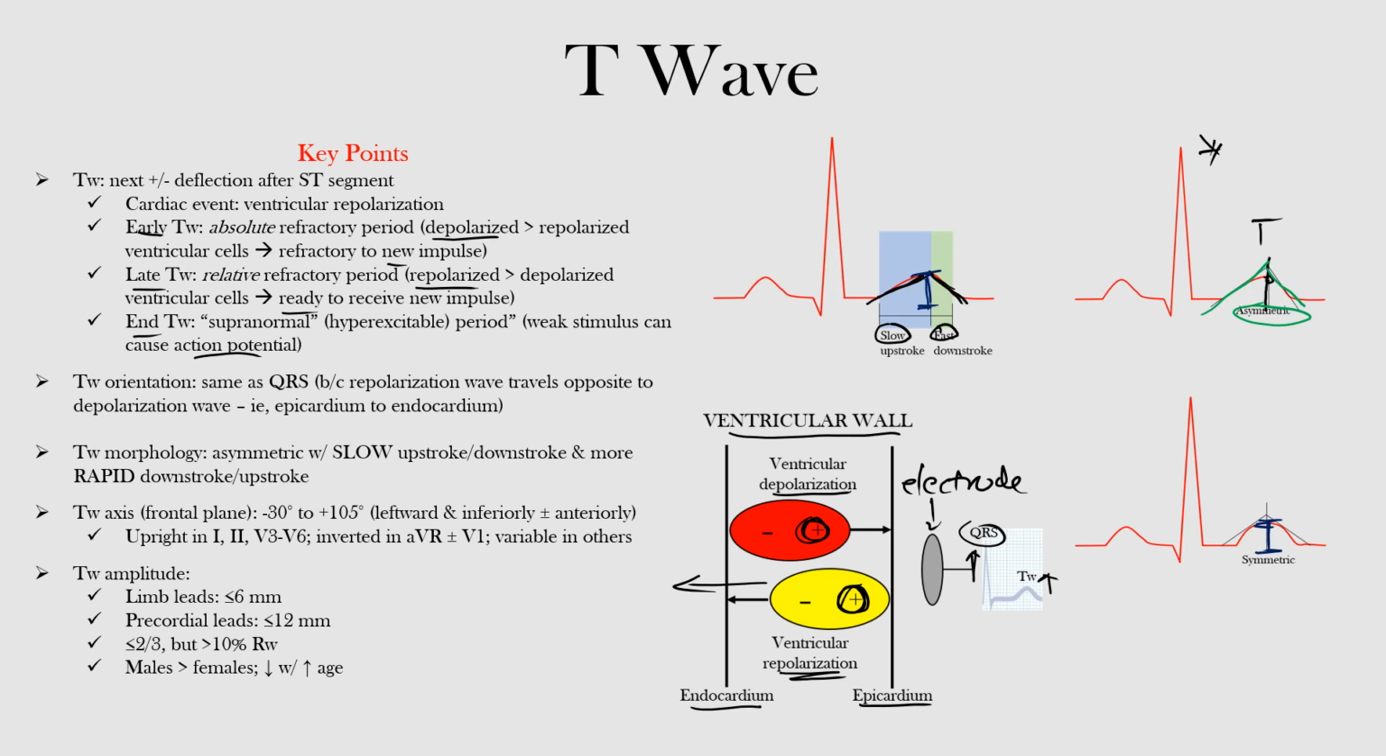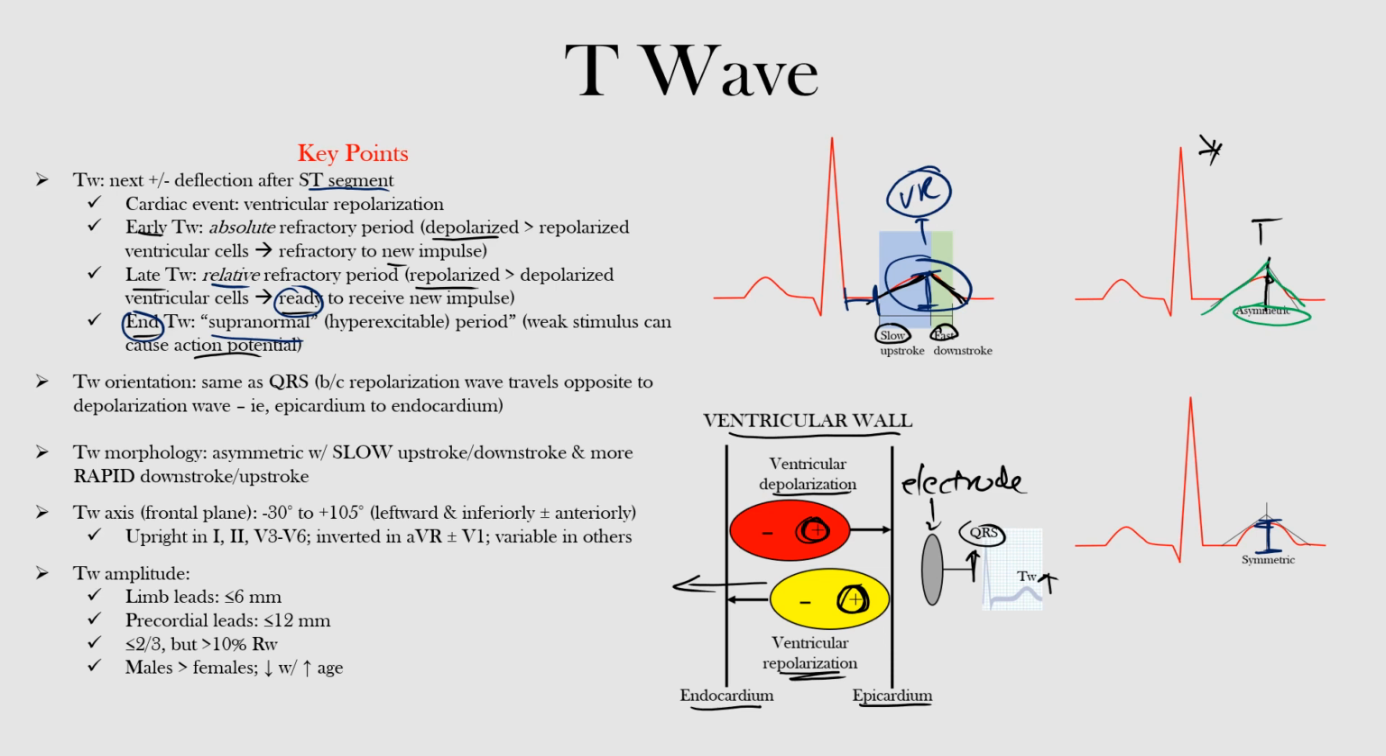So again, the T wave is the next positive or negative deflection after the ST segment. We said this is our ST segment, then here we have our T wave. We talked about the T wave being ventricular repolarization. Three different aspects of the T wave: the early portion where we have the absolute refractory period, in which case we can't receive a new impulse. We're refractory to it. But then, as more cells become repolarized in the ventricles, we reach that relative refractory period where now we're ready to receive a new impulse. And then the end of the T wave, you may hear it as the supranormal or hyperexcitable period, where even a weak stimulus can cause an action potential.